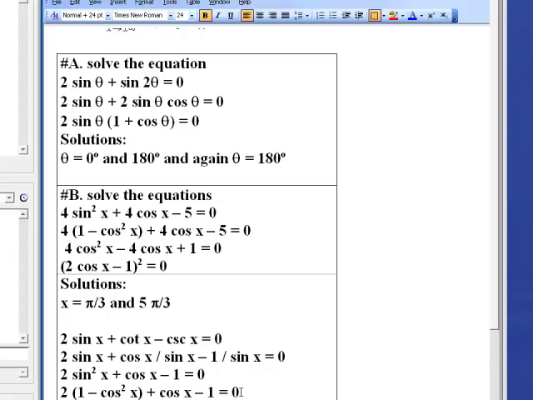Next step, we kind of just combine everything, all the terms, and again I'm going to do that in one big step, so I distribute the 2.